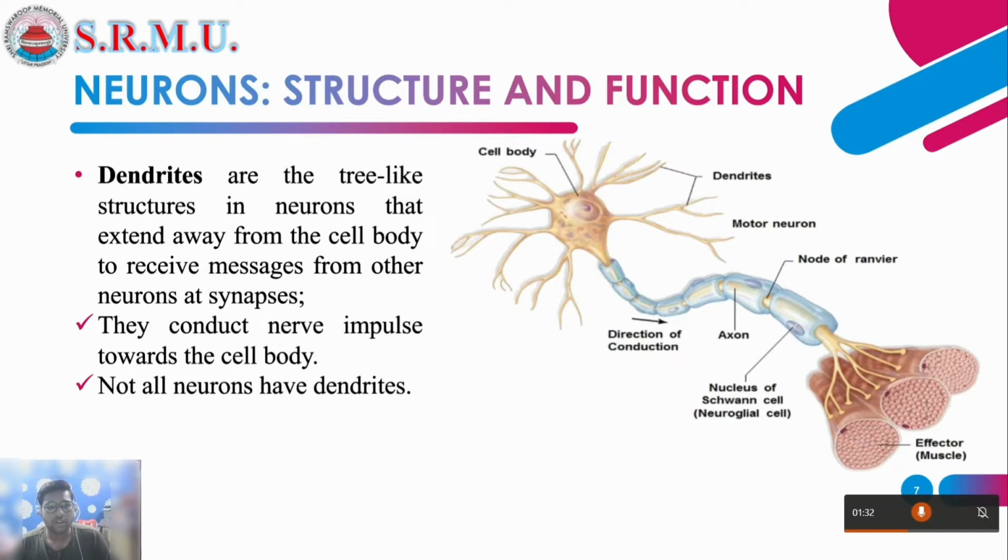These are called dendrites. Dendrites are extensions away from the cell body. Dendrites help in receiving messages at the point of synapse. Synapse is the point of interaction between two neurons. So the main function of dendrites is to conduct nerve impulse towards the cell body. And not all neurons have dendrites, like unipolar neurons, they lack dendrites.